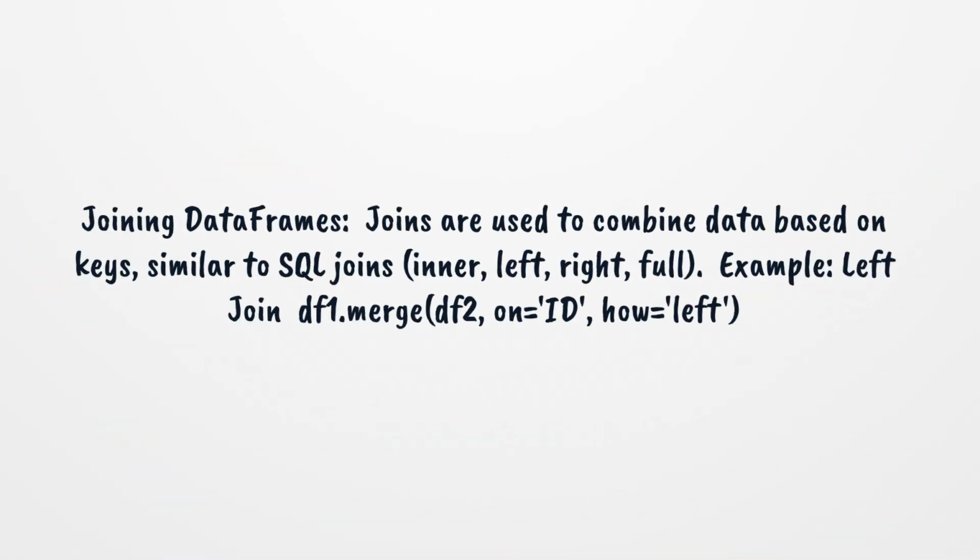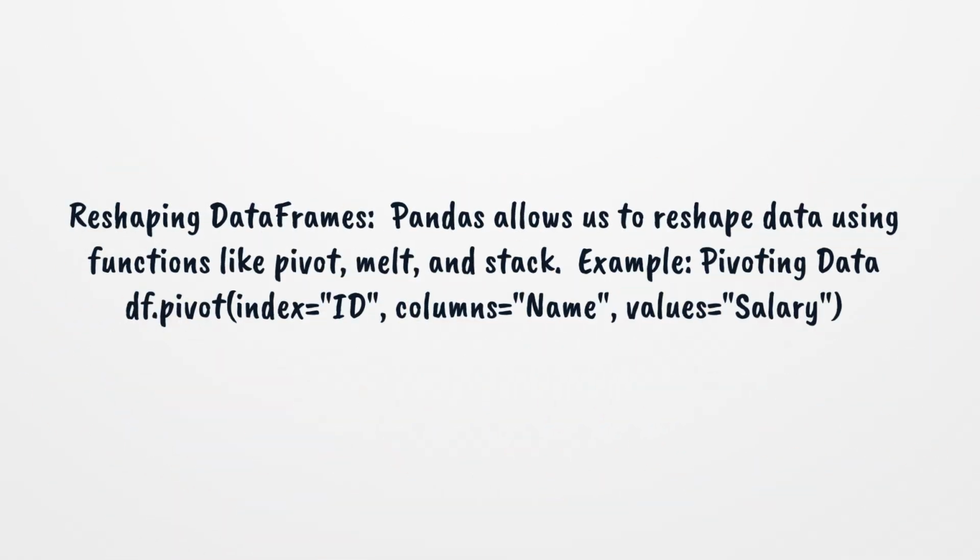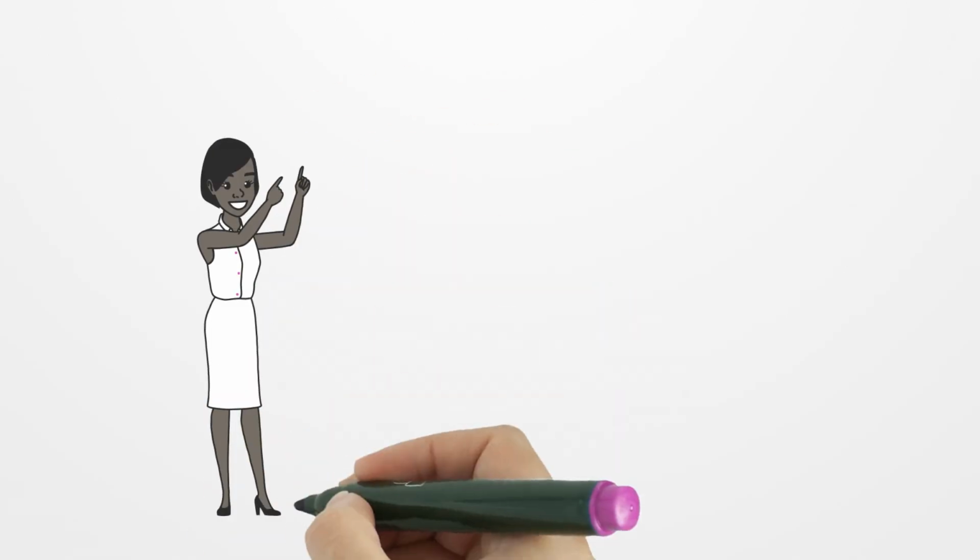Joining data frames. Joins are used to combine data based on keys, similar to SQL joins: inner, left, right, full. Example, left join: df1.merge(df2, on='ID', how='left'). Reshaping data frames. Pandas allows us to reshape data using functions like pivot, melt, and stack. Example, pivoting data: df.pivot(index='ID', columns='name', values='salary').